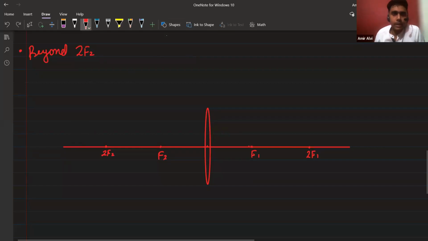So the object is placed beyond 2F2. Just a second, I'm making an inverted object. Let me draw this again. This would be like this object, yes or no? Everybody? Yes.